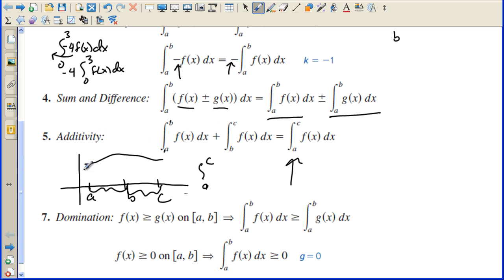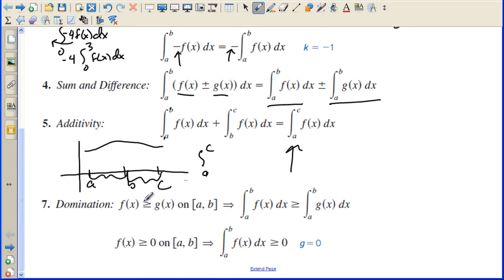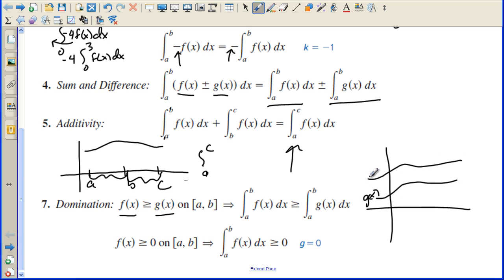That's the additivity rule. In domination, it says if f of x is greater than g of x, so in other words, you have two functions. Here is g of x, and f of x is above g of x. So it says f of x is greater than g of x on a to b. What this is saying is the area under f of x is going to be more than the area under g of x. Well, there's more area up to f of x than there is up to g of x, and hopefully now that I've described it a little bit, that is somewhat intuitive.